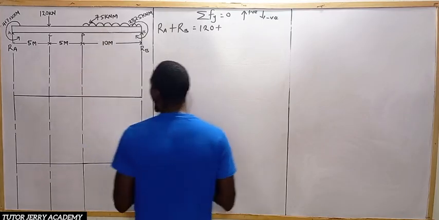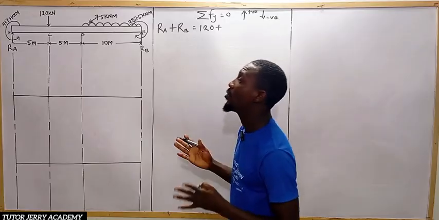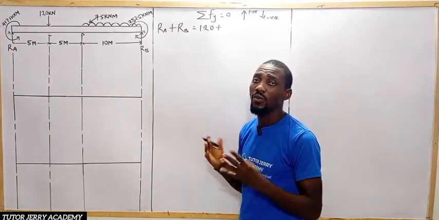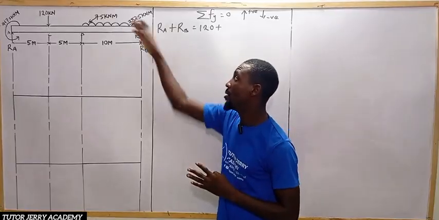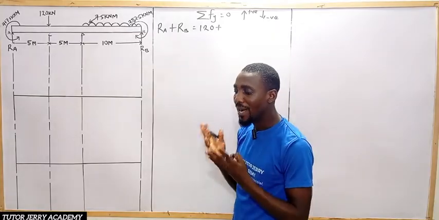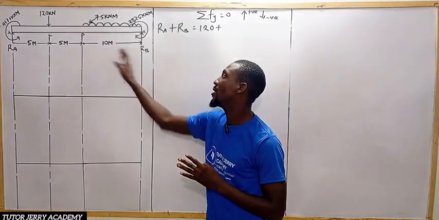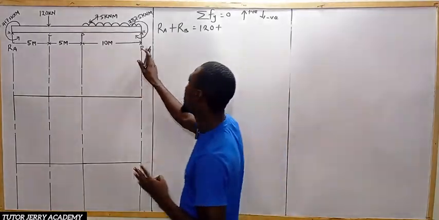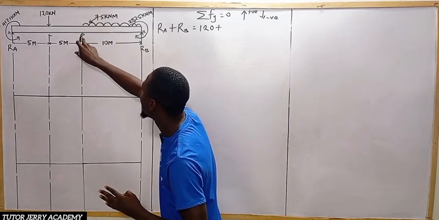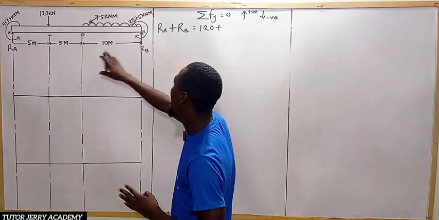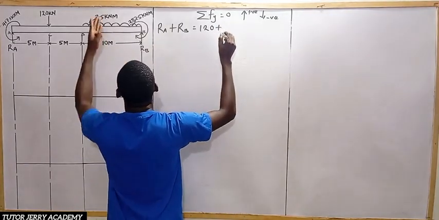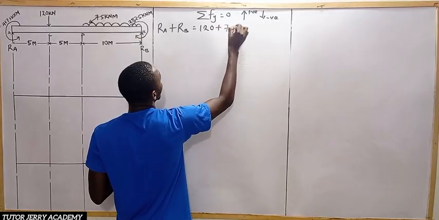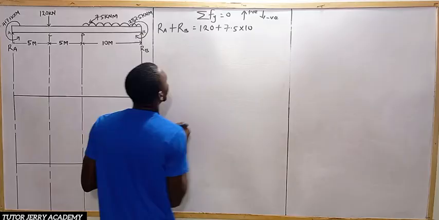we have a uniformly distributed load here which we are going to convert to a point load. How do we convert a uniformly distributed load to a point load? We multiply the intensity of the uniformly distributed load by the total distance it covers. You can see it is sitting between D and B, which is 10 meters. So we are going to multiply 7.5 by 10.